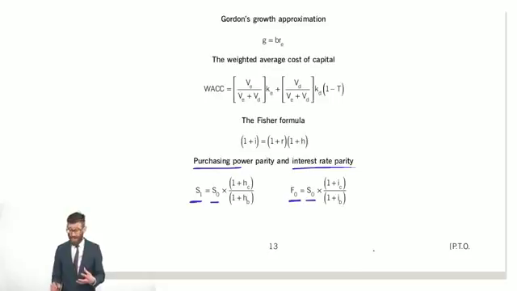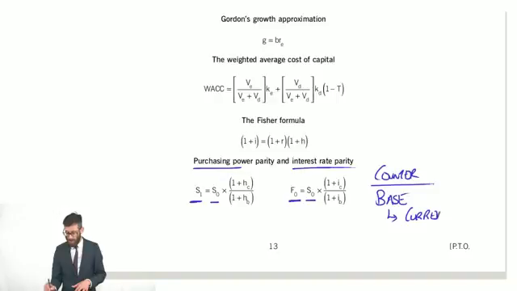The common thing there is the rate in 1 year will equal the rate today multiplied by 1 plus interest or inflation in the counter currency. C stands for counter, divided by the base. Now the base is the currency quoted as a single unit.